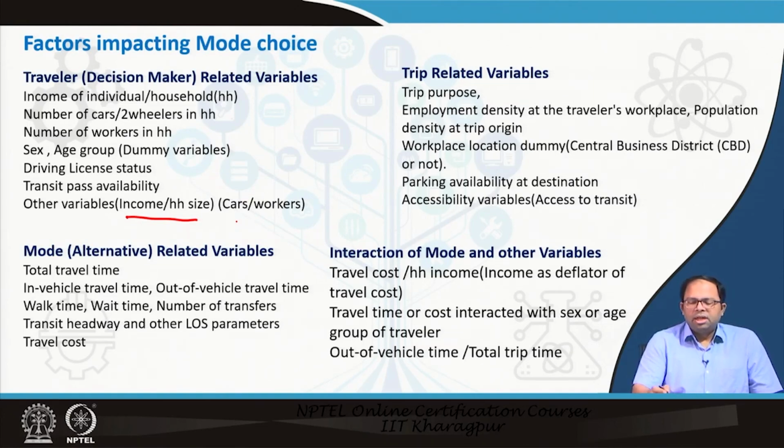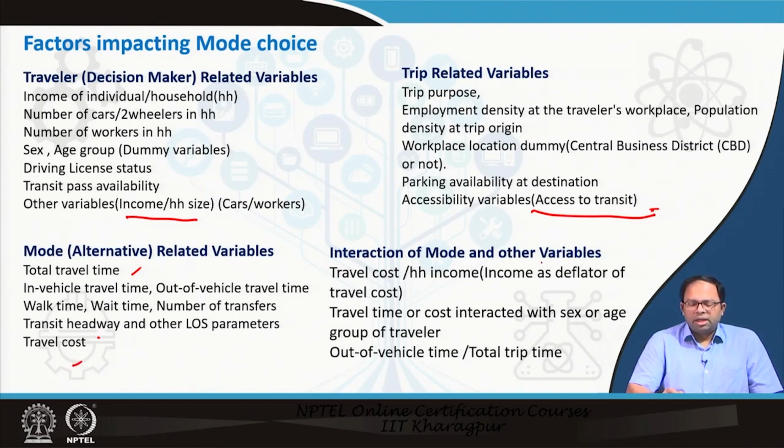Similarly, for trip related variables, we can include trip purpose, employment density at the traveler's workplace, population density at trip origin, workplace location dummy, parking availability at destination, accessibility variables, and access to transit. So, these are the different variables that we can include in the model. Then mode or alternative related variables are total travel time, in-vehicle travel time, out-of-vehicle travel time, walk time, wait time, number of transfers, transit headway, and other LOS parameters for transit or similar modes, and then travel cost could also be taken.